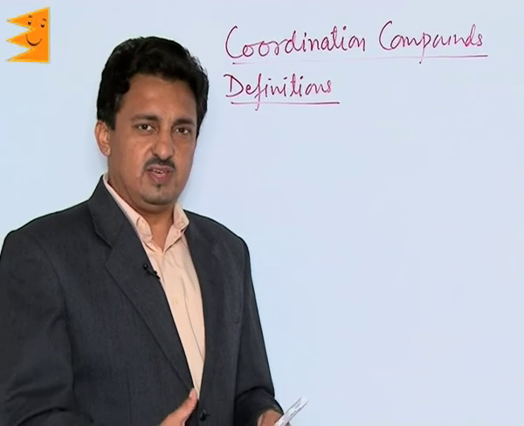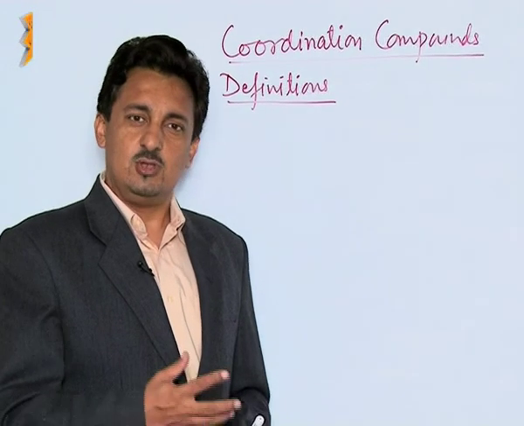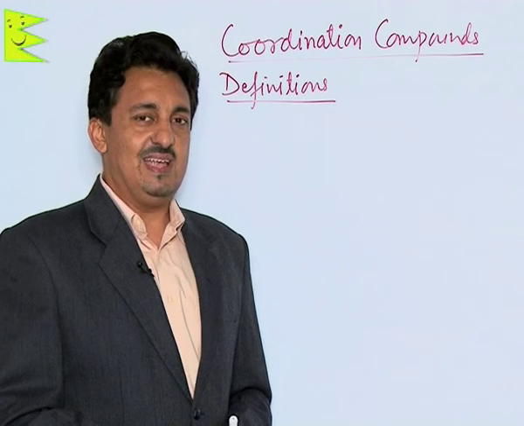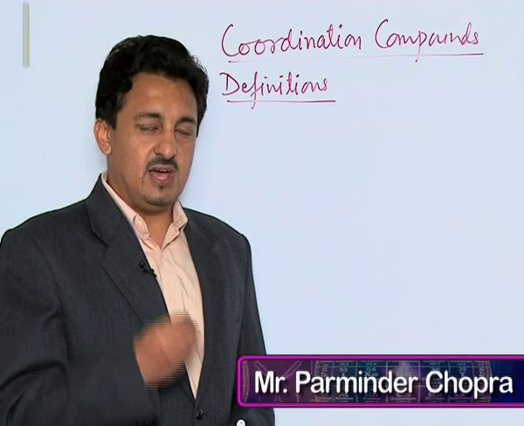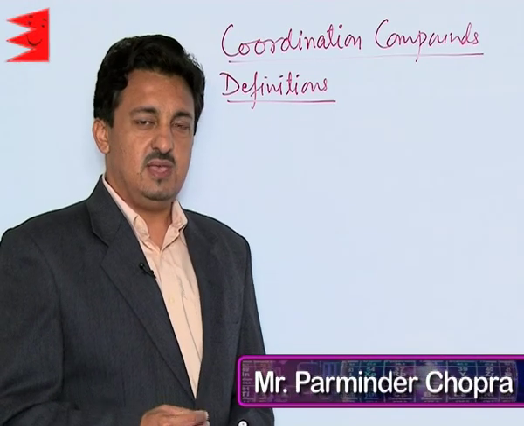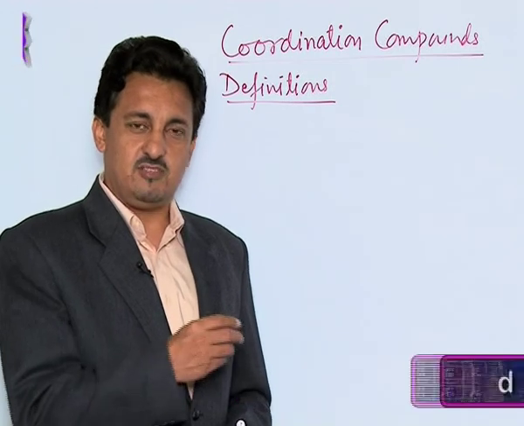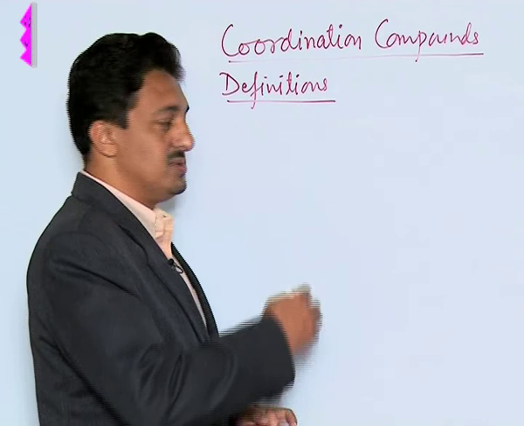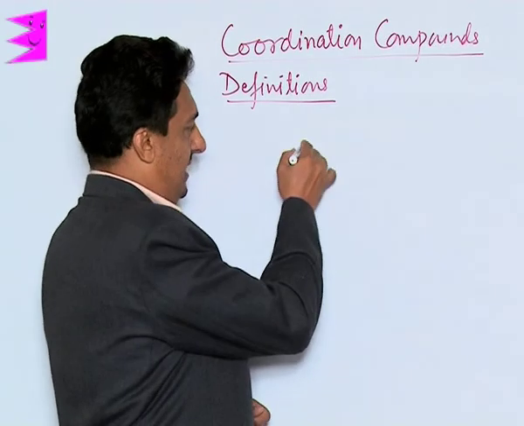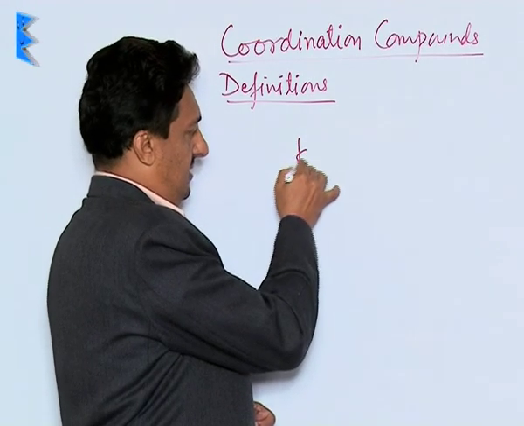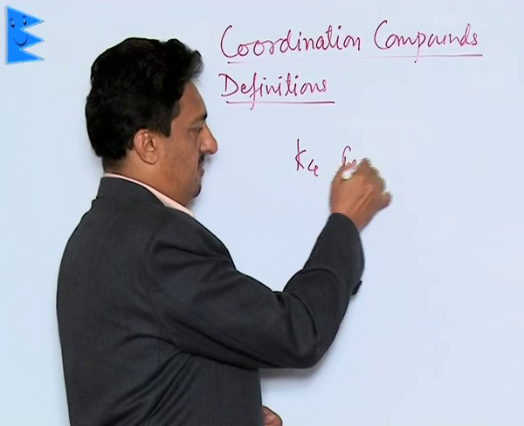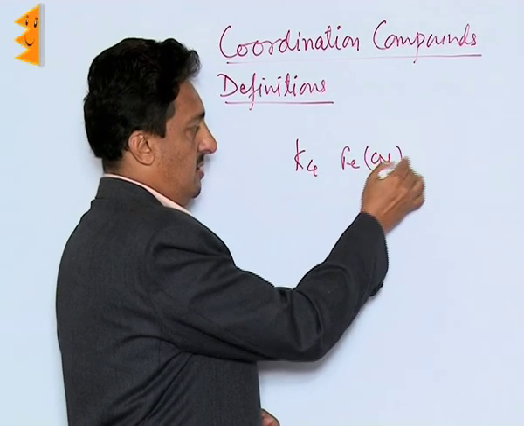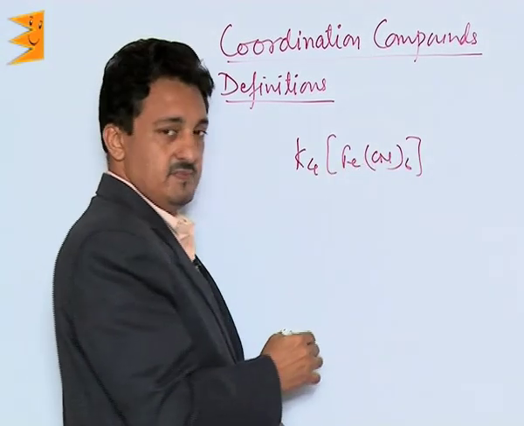Now, before moving further into the isomerism and nomenclature of these compounds, let us first understand the terms which are used for these compounds and what exactly is the meaning of those specific terms which you use for these compounds. So let us first do the definitions. Let us take an example of the same very common coordination compound.